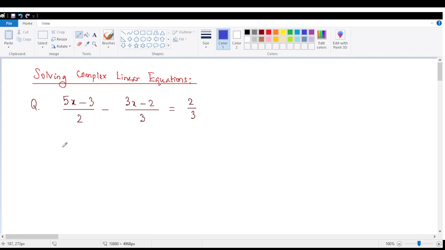Now see, the first step will be to make the denominators the same. As I had told in the previous video also, if you can make the denominators the same, you can simply remove the denominators and only work with the numerators. But in order to do that, you have to make sure that the denominators are the same on both sides, not only on the right or only on the left. It has to be the same all throughout.